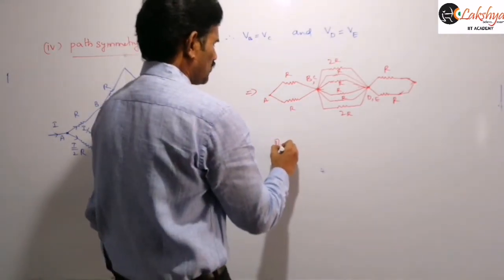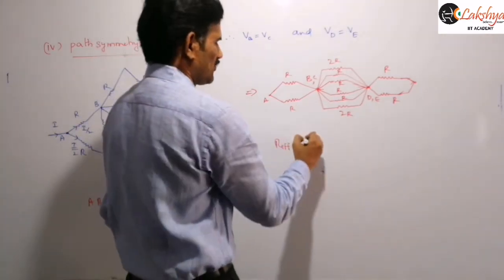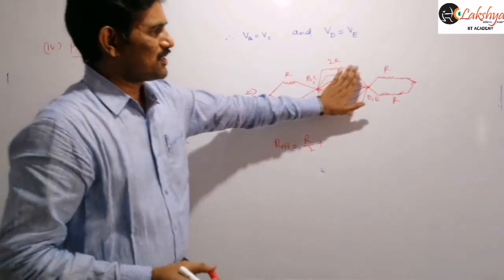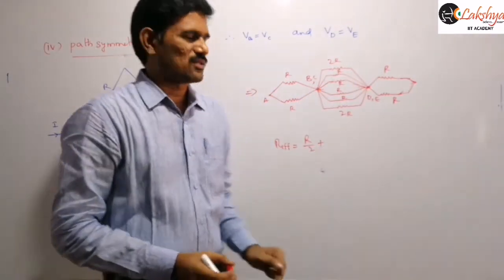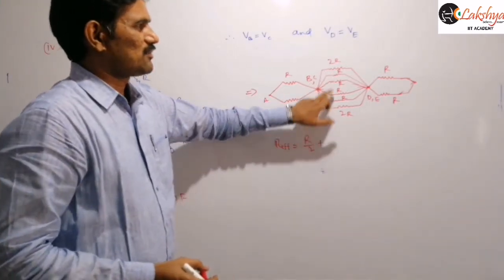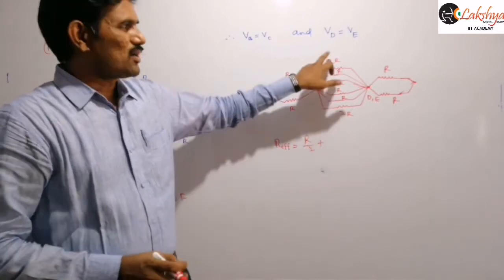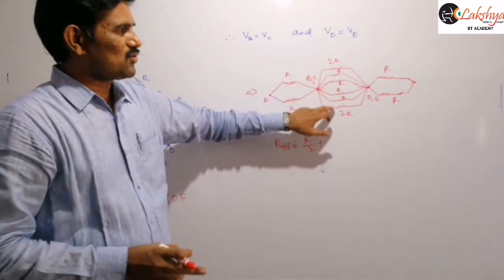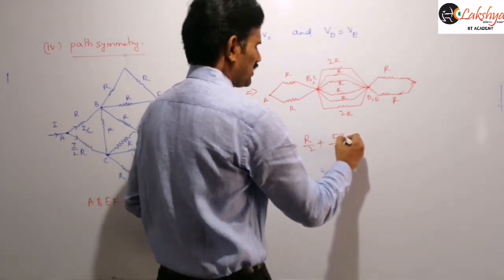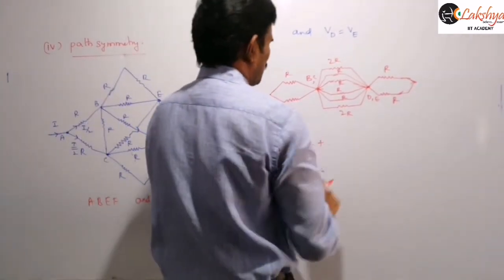So that R effective I am writing here. When you write this R effective, you will get R by 2 plus... That means now this part and this part are all in series. So directly I am writing here R by 2, and here the total is R. 2R and 2R I am simplifying first, R you will get, then a total of 5 resistors will be in parallel. So R by 5 you will get. So that resistance will be R by 5.